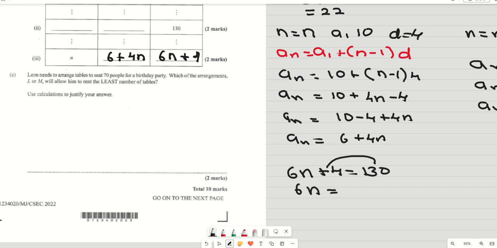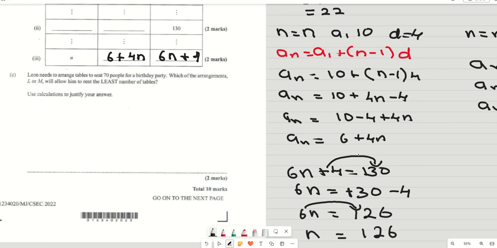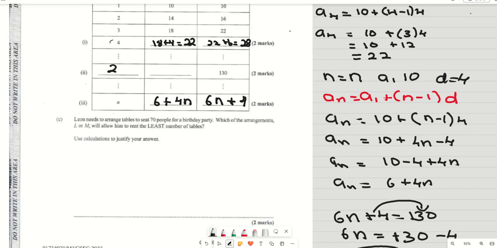You carry across plus 4, that is going to be 130. Anytime you carry something across the equal sign, it turns the opposite. What is the opposite of plus 4? Minus 4. So 6n is equal to 130 minus 4, which is 126. And then if you carry across multiply by n, the relationship between 6 and n being multiplication, it's going to be divided. So that's 126 divided by 6, which is equal to 21. So we know that n is equal to 21.